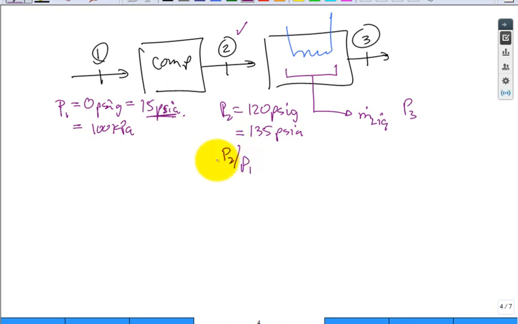This is what a typical compressor is going to do. It's going to ingest room air, dump it out at 120. I know you could have it at 140. I know you could have it set at 100, but most of them will be around 120 PSI. What's the pressure ratio? 135 divided by 15 is around 9. Right? That's our pressure ratio.